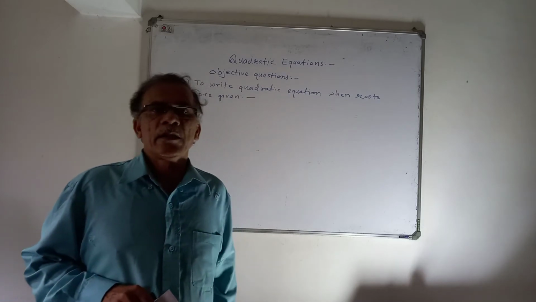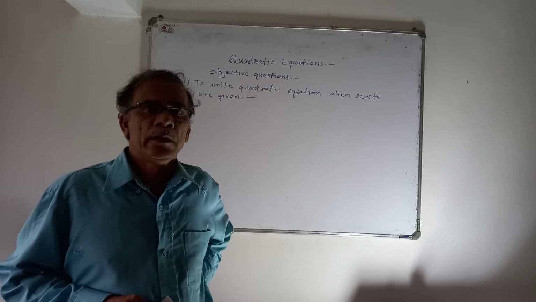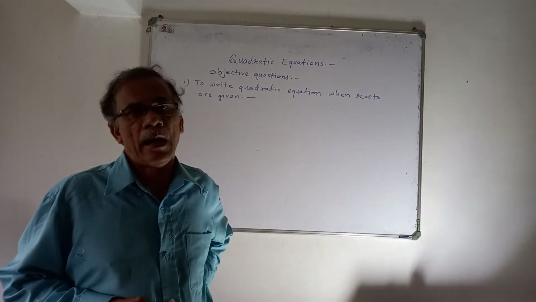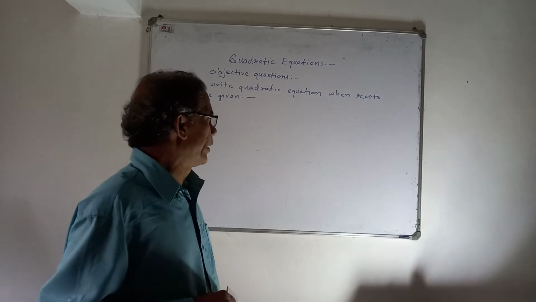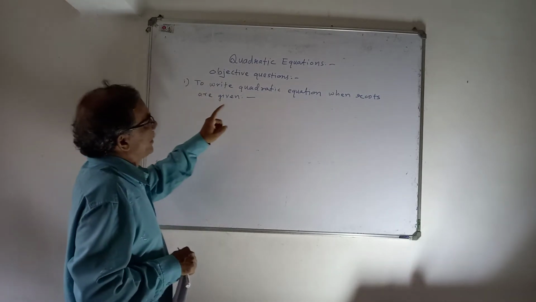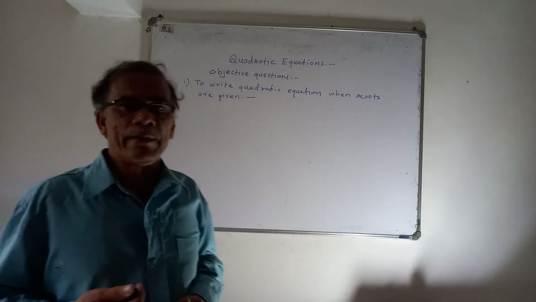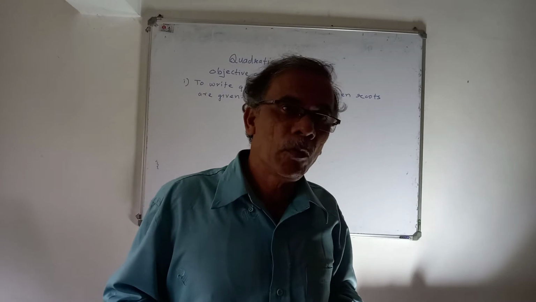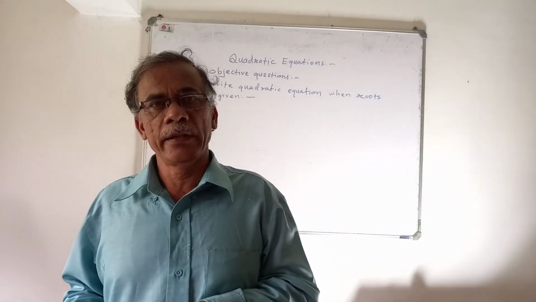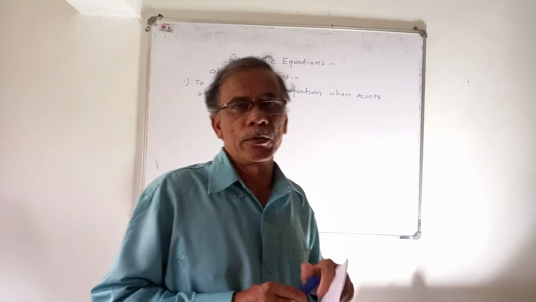So today we shall continue with quadratic equation, but we shall see how different types of objective questions are asked based on quadratic equation. So first let us see how to write a quadratic equation when roots are given. Now if a quadratic equation is given, how to find the roots, that you know. Now if roots are given, then how to obtain the quadratic equation, that we are going to see now.